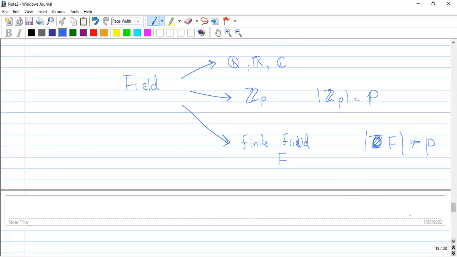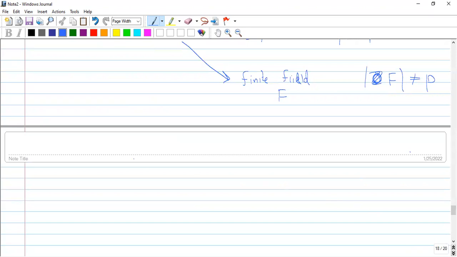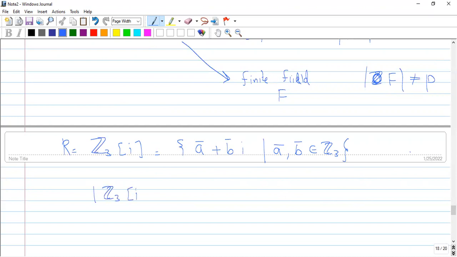So अब मैं आपको एक example देता हूँ. Let's say consider this ring Z3 iota. Now Z3 iota contains elements which are in the form of A plus B iota, where A and B are in Z3. पहले ये बताएं इसका order क्या होगा? What is the order of Z3 iota? Yes, 9, because there are 3 possibilities for A and 3 possibilities for B, so there are total 9 possibilities.